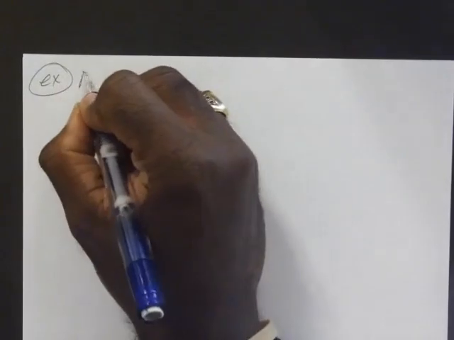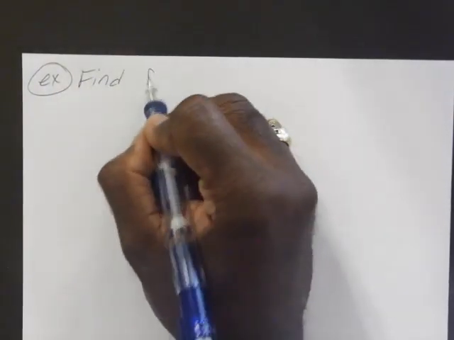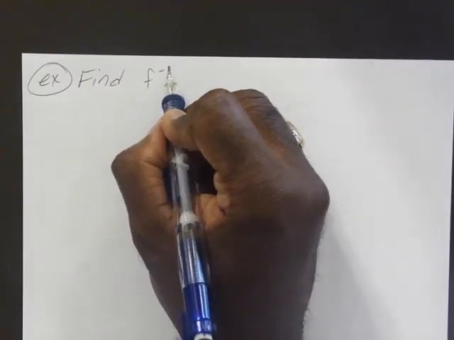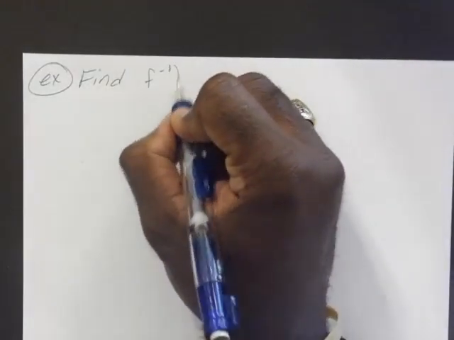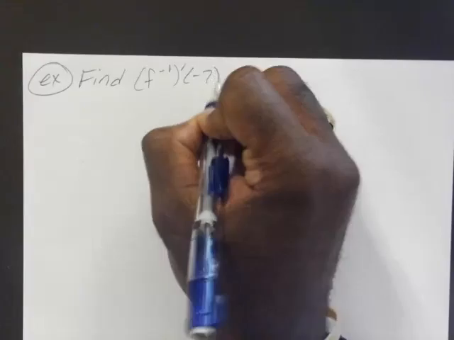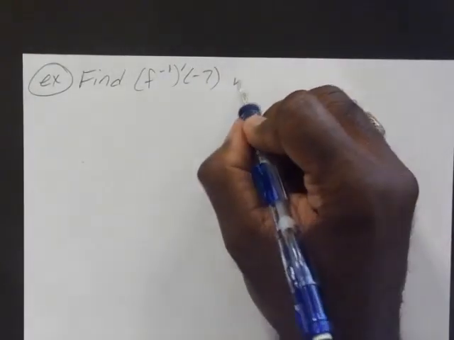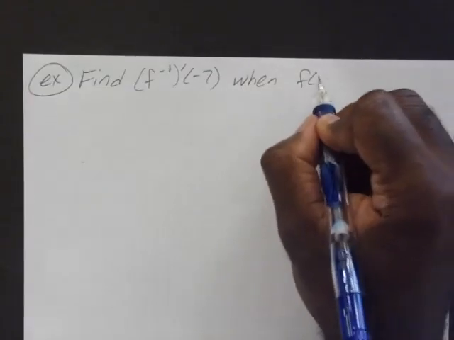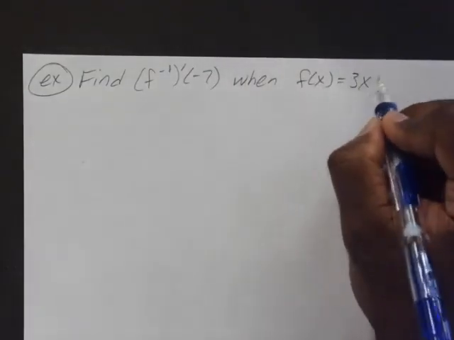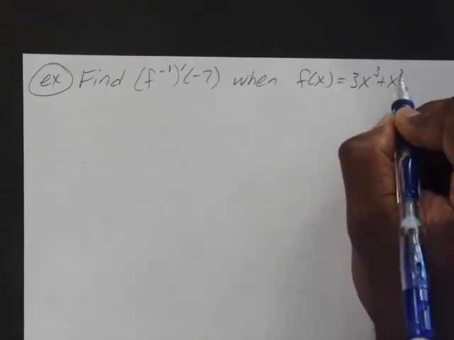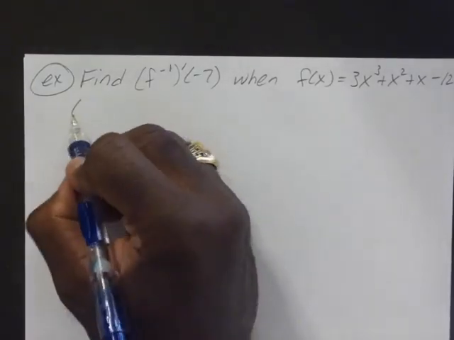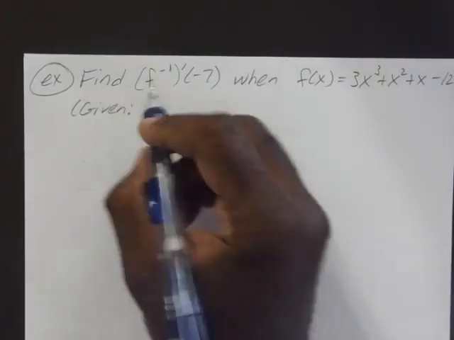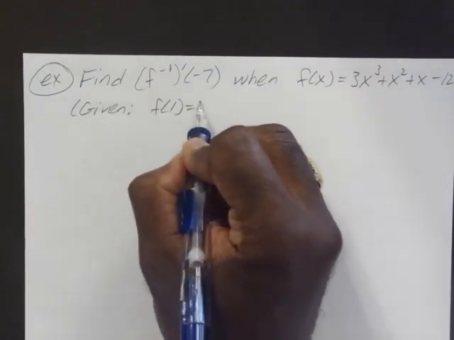So let's say, for example, if we wanted to find f inverse prime at negative 7, when f of x is equal to 3x to the third power plus x squared plus x minus 12, if it's given that f of 1 is equal to negative 7.